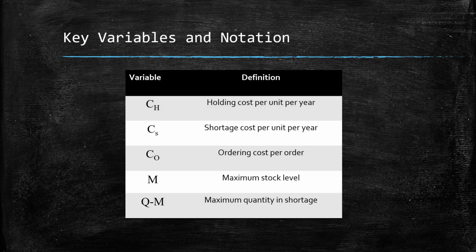Now let's go over the main variables we'll be using in this model. We have CH, which represents the holding cost per unit per year, CS, which is the shortage cost per unit per year, CO, which is the ordering cost per order, M is the maximum stock level we can have, and finally S, which is Q minus M, the maximum quantity that we can have in shortage.